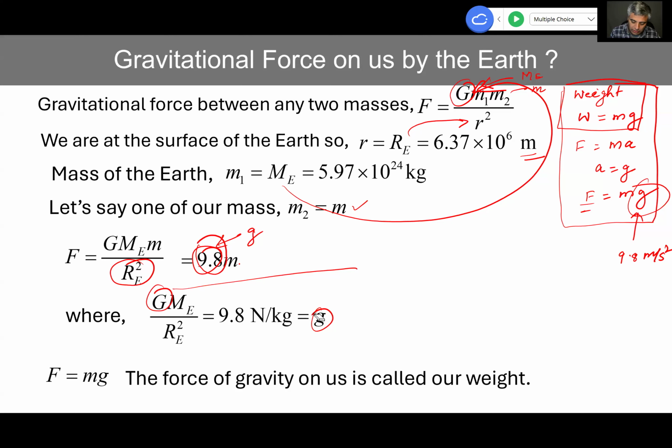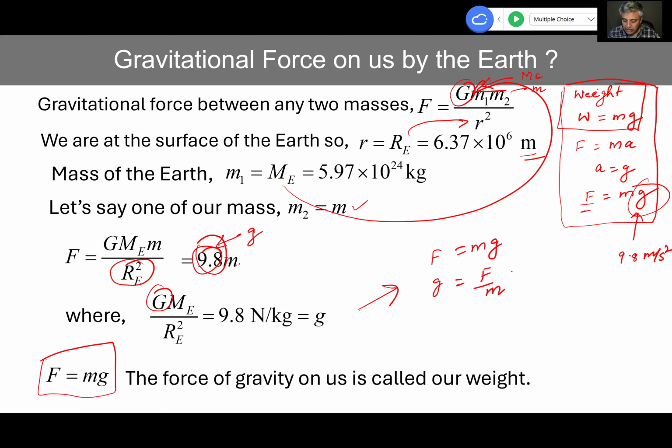So now we've been saying this lowercase g is acceleration due to gravity. Now we know this can also be written like this: F is mg, that means g is F over m, and the unit of force is Newton and the unit of mass is kilogram. So the unit is Newton over kilogram. So in terms of force, rather than saying acceleration due to gravity, we can say it is force on mass.